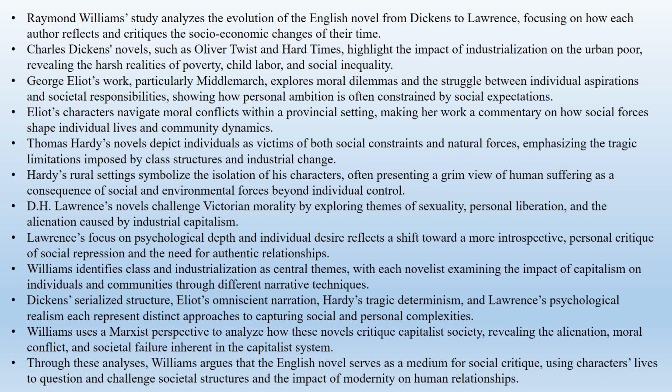George Eliot represents a shift towards a more introspective and philosophical approach in the English novel. Williams emphasizes Eliot's moral seriousness, particularly in Middlemarch, where she explores the limitations placed on individuals by societal expectations and personal conscience. Eliot's novels focus on characters navigating personal ambitions, moral dilemmas, and social obligations, portraying the conflict between individual aspirations and communal responsibilities. In Middlemarch, the provincial setting serves as a microcosm for larger societal issues, as Eliot examines how individuals are shaped by their social context.